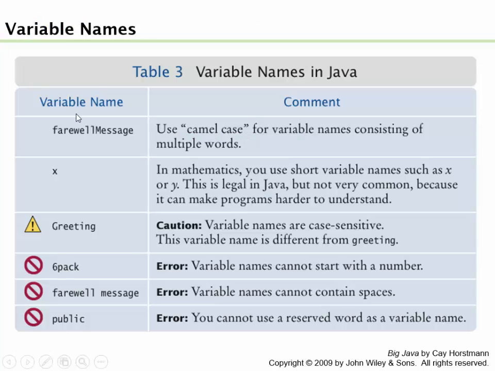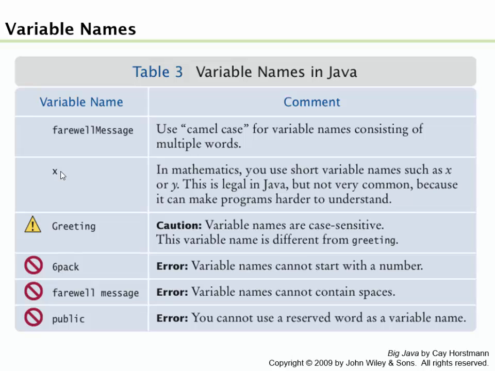Here are some different variable names in Java. farewellMessage is in Camel Case. That's a good one. X. Yeah, I guess that's a variable, but in Java, that doesn't really tell you a lot. It makes your programs hard to understand. What does X represent?